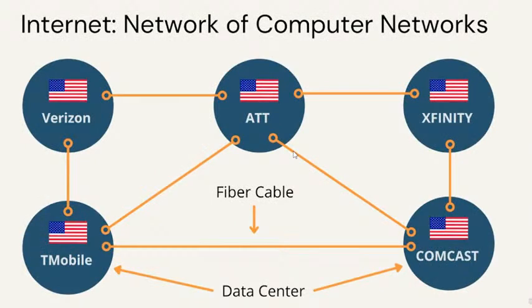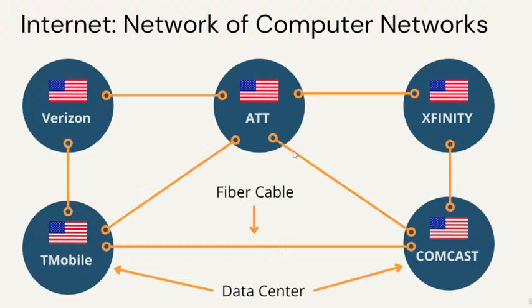The internet at a national scale is a network of networks. Each network is managed by an independent ISP. Each ISP owns numerous data centers and fiber cables that are connected to these data centers. In this picture, you will see the logical internet map for the US.